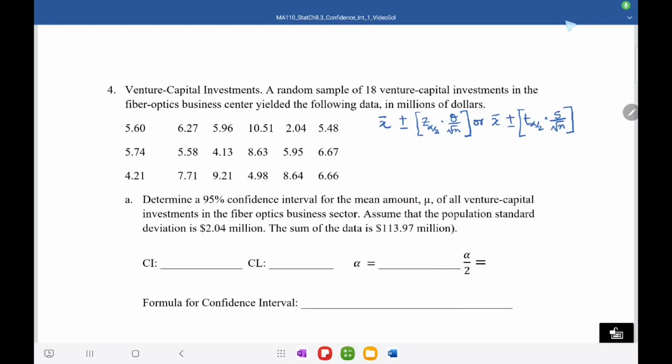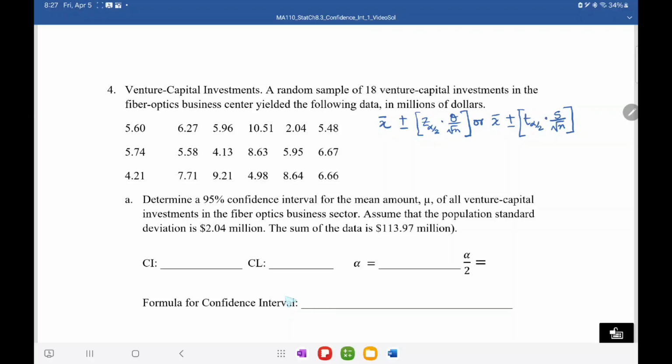Now, question number 4 is an application-based word problem, which we have to approach a little bit differently, in the sense that we have to first read the verbiage very carefully and then extract the values of the different variables we will need in order to find the confidence interval.